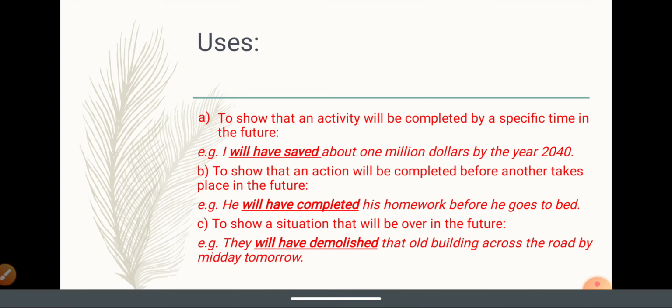To show that an action will be completed before another takes place in the future, like he will have completed his homework before he goes to bed. So another takes place means the task of going to bed. Before the task of going to bed, what is expected to be completed? His homework.